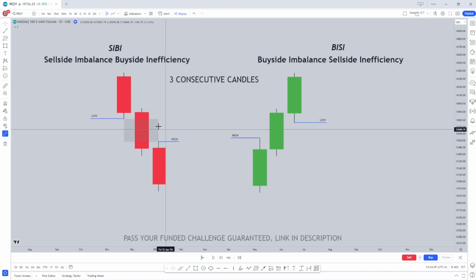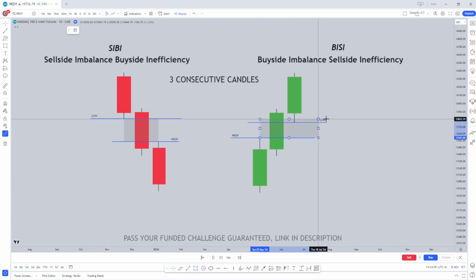We just look for a gap. As you can see, the candles do not overlap. Over here, there's a gap in the second candle, and same thing for this right here. And again, there's a gap in between the second candle. There's no wicks overlapping, right? So it's the same thing, same bearish FVG, bullish FVG example.